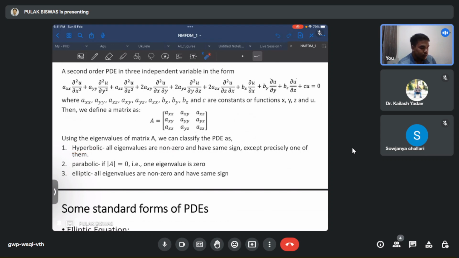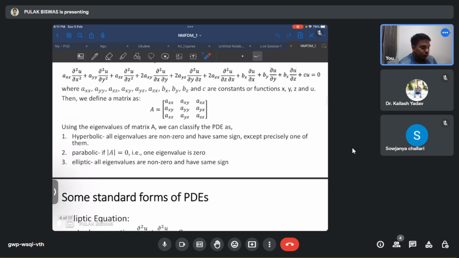Now we can calculate the determinant value or the eigenvalues. If the determinant becomes 0, then it will be called a parabolic one. And if one eigenvalue is 0, then it will again be called a parabolic one. And if all the eigenvalues are non-zero and having the same sign, suppose 1, 1, and 1, then it will be called elliptic.